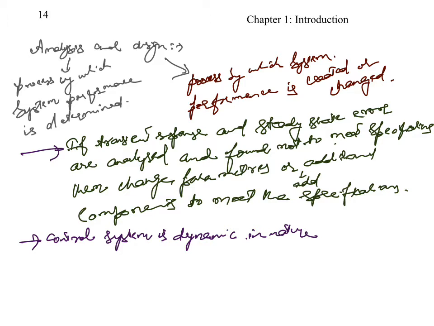Now let us suppose that the transient response and the steady state error are analyzed and found not to meet specifications. Then the parameters need to change or additional components need to be added to meet the specifications. So that is the analysis and design part. And also we can say that the nature of the control system is dynamic. It means that it responds to input by undergoing a transient response before reaching a steady state response that generally resembles the input. So first the transient is there, and after that we will have the steady state response.